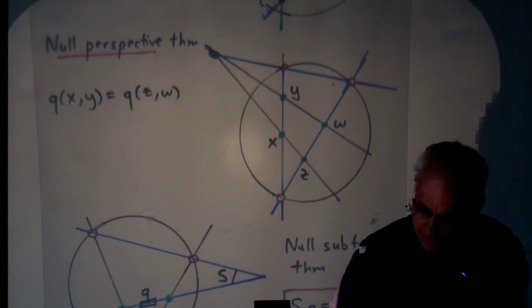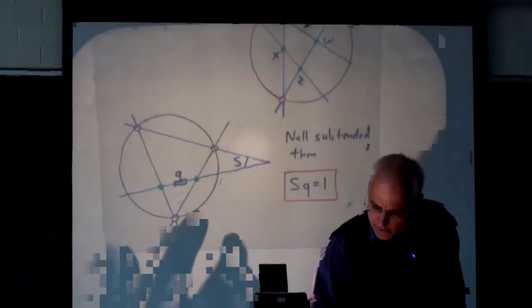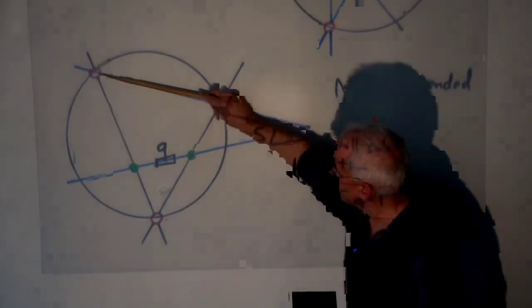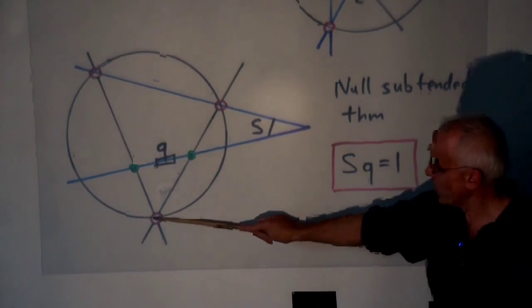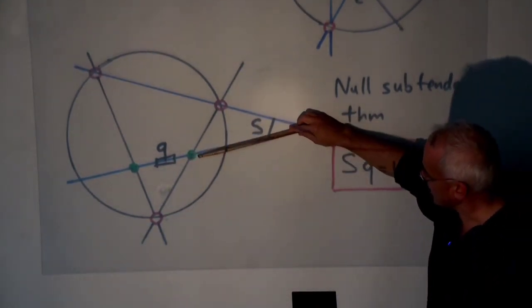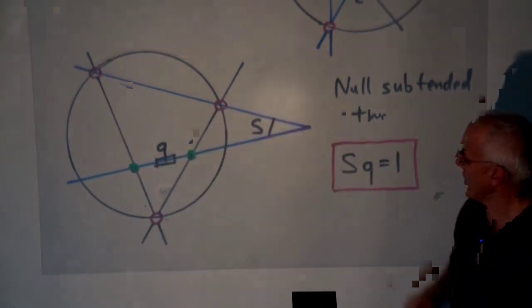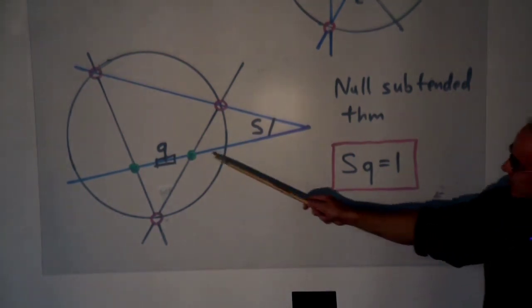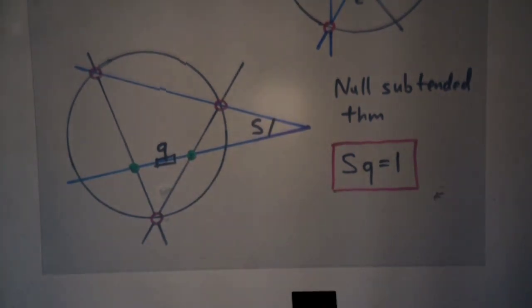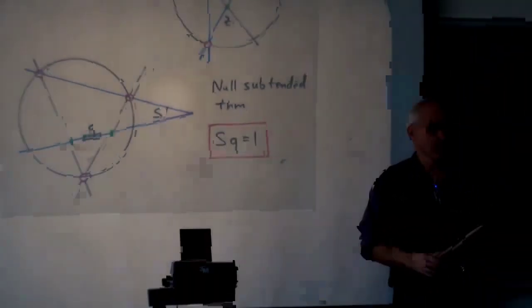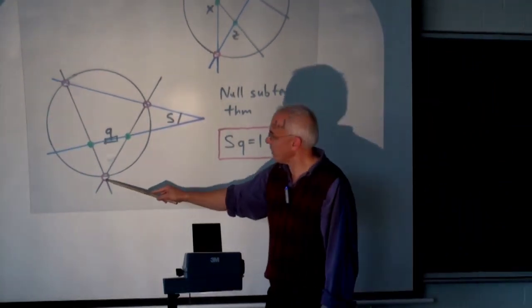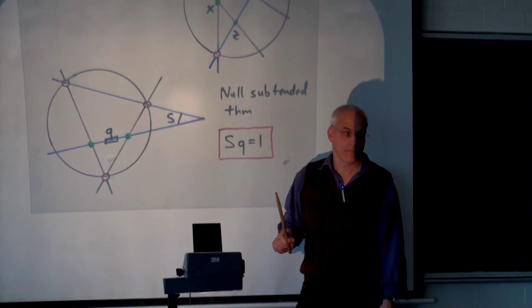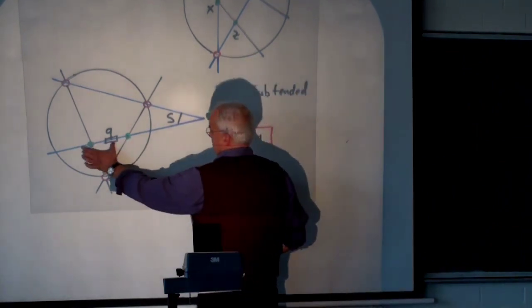A related kind of result is the null subtended theorem. If you have a line with two null points like this, another null point there, and then we choose another line intersecting our given triangle, two points there, and making a spread of S with that side there, then we get a quadrance Q between those two points, and it turns out that this quadrance Q is related to this spread S in almost the simplest possible way, that S times Q equals 1. So in particular, if you think of this point as being variable and move it around, then that quadrance stays the same. So in terms of classical hyperbolic geometry, it's still the same as the distance being the same.